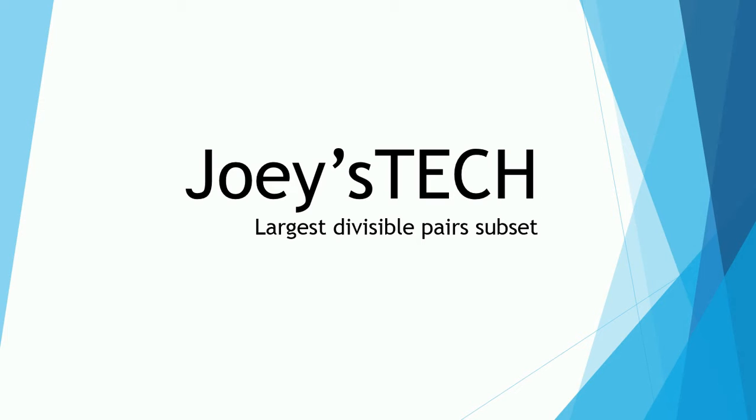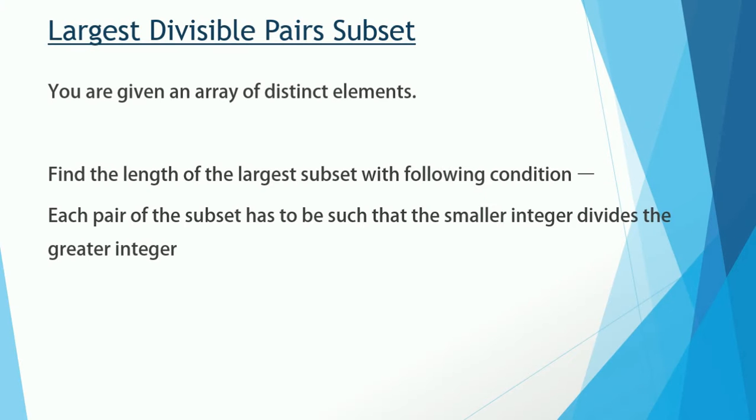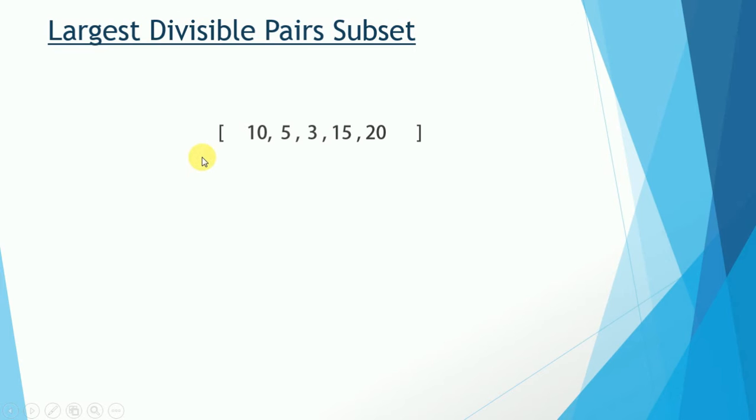Now let's take a look at the problem statement. All you are given is an array of n distinct elements. All you have to do is find the length of the largest subset out of this array with the following condition. The condition is that each pair of the subset has to be such that the smaller integer of the pair divides the greater integer. Now this is our array: 10, 5, 3, 15 and 20. So these are all the elements.